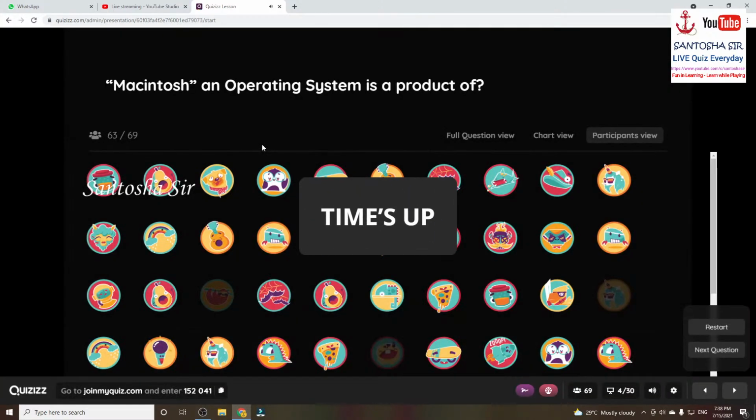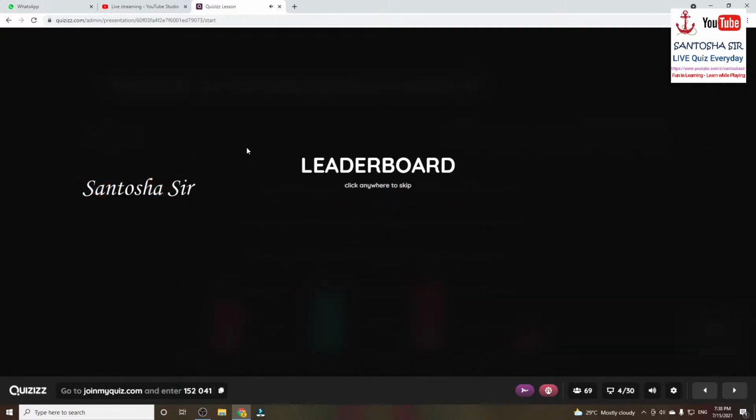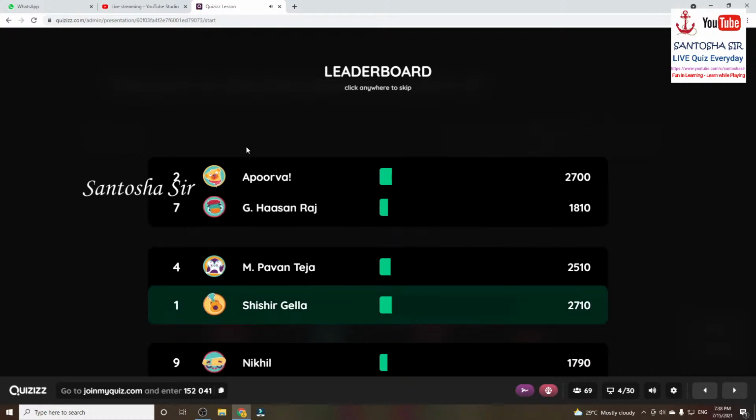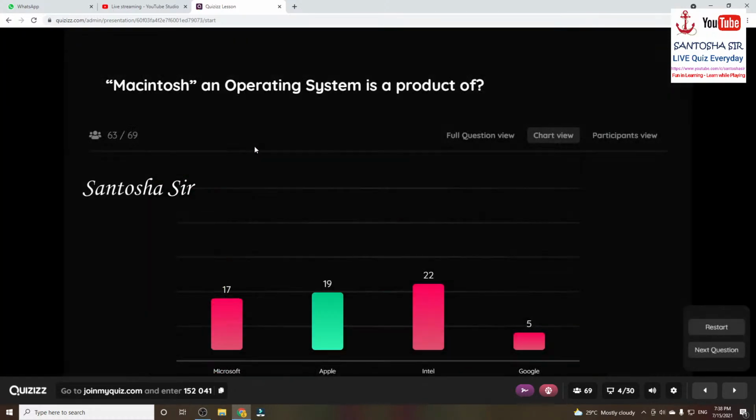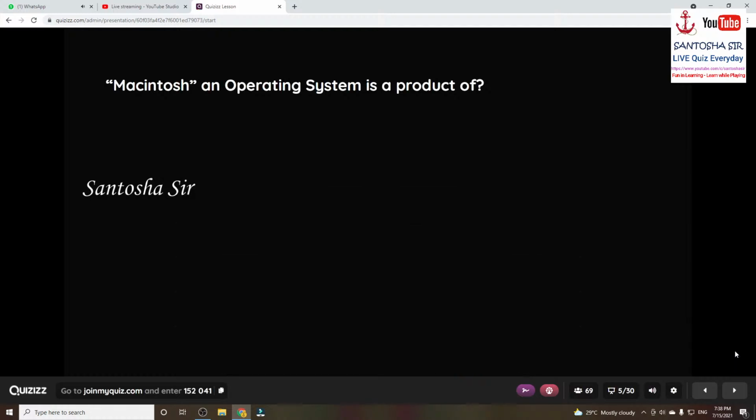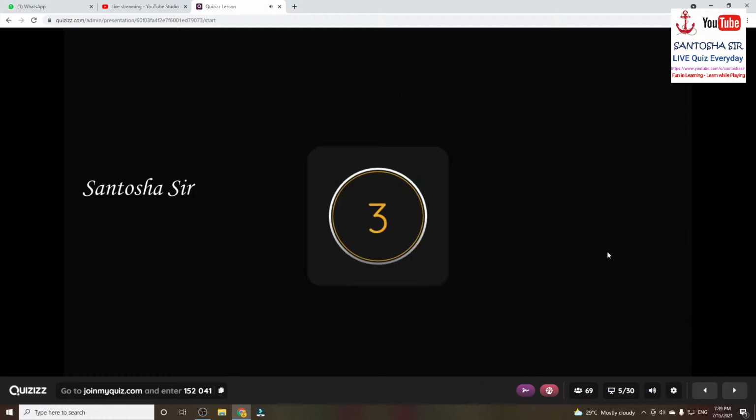There ends the time. 63 answered now out of 69 participants in the leaderboard scores. Let's see what it says. First, Shishir Gela, followed by Apurva, Queen, Pavan Teja. These are the top scores I could see, the names. So 19 members picked it up correctly. Moving on to the next one.